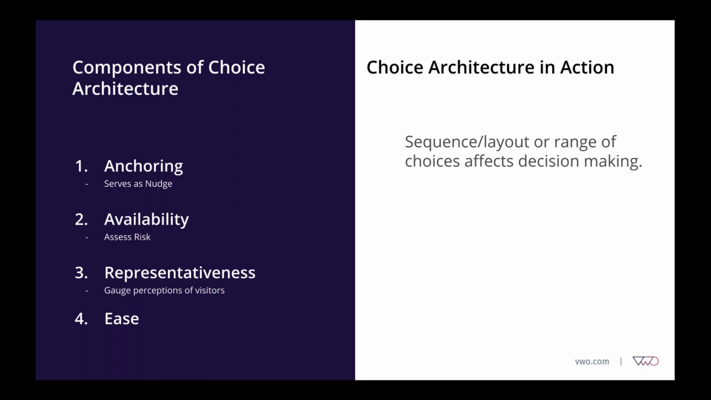So first is the anchoring, which works as a nudge or the starting point for your user to build a reference point in their mind in terms of taking action. Then comes availability, or analyzing what is the risk involved in choosing a particular option. Then the representation of different options, like how they are sequenced, and how different users or visitors take an action in choosing a particular choice.